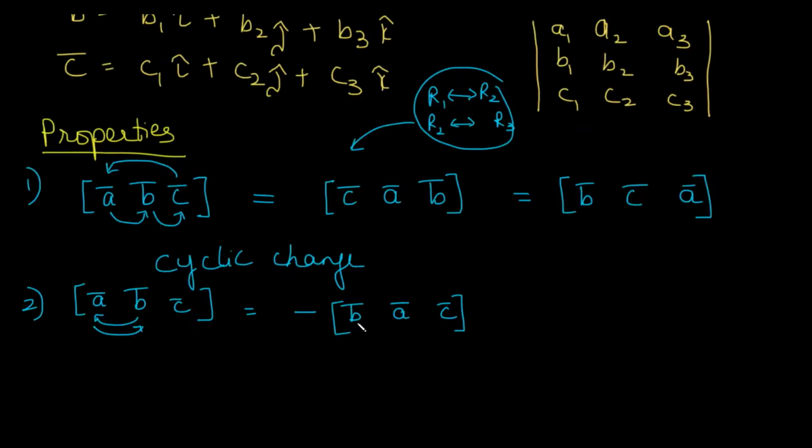And what about this one? This is just a single change. Suppose we just change one row with the other in the determinant. We have learned that the sign of the determinant changes. So that is what is meant over here. Suppose for this particular triple product, if we change the position of A and C, so we get B, C, A. Now the minus sign becomes minus and thus we get a plus sign. So that is what the second property is.